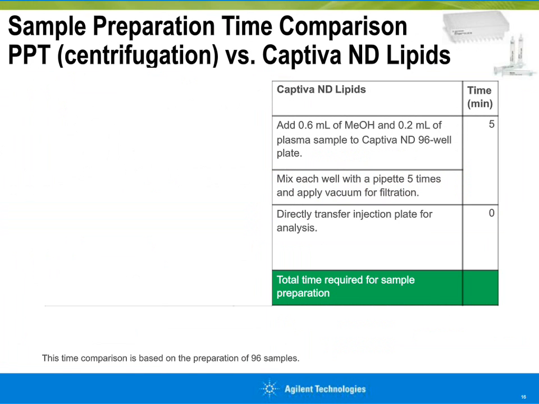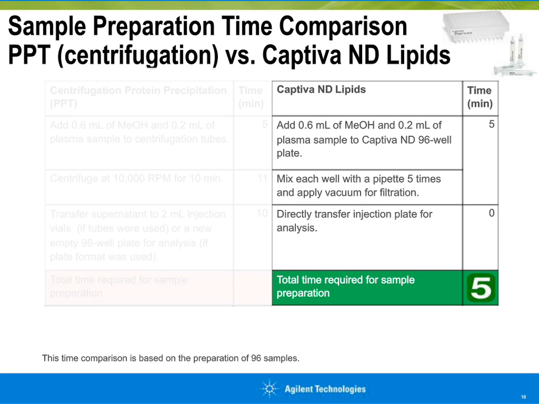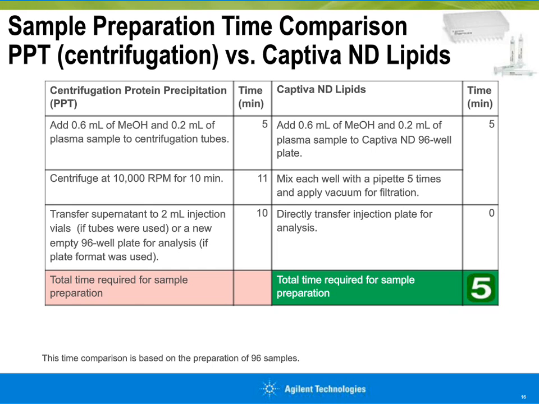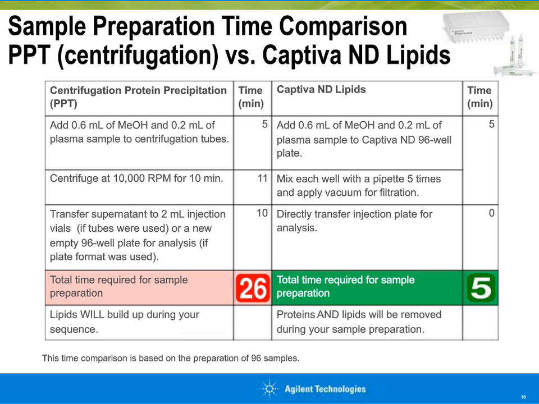We need to keep in mind that protein precipitation does not remove lipids, whereas the Captiva ND lipid removes particulates, proteins, and lipids. So let's compare the time savings. The time required to prepare 96 samples by a Captiva ND lipid plate is 5 minutes, whereas with protein precipitation and centrifugation, the time is 26 minutes, and there are still lipids in the sample that will build up in your analytical system over time and cause chromatographic issues.